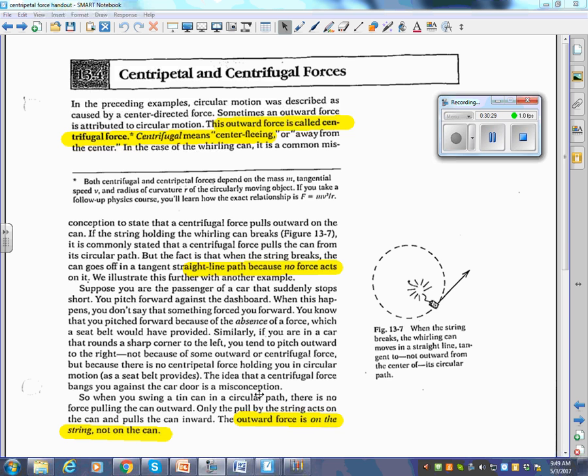So the idea that there is no centrifugal force is not true. But the centrifugal force, with an F, the outward force, is on the string. And how much is it equal to? Equal and opposite, same amount. Same amount as the centripetal.